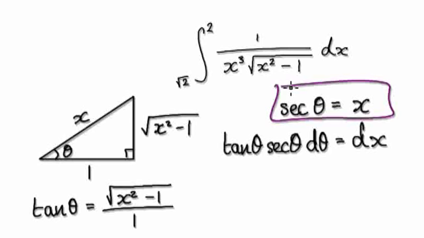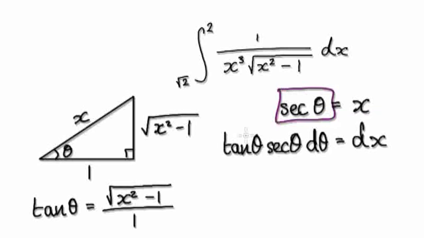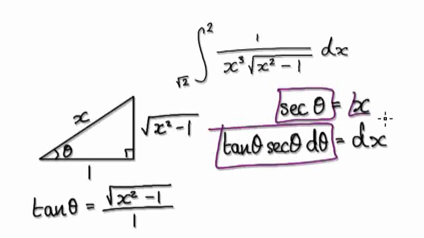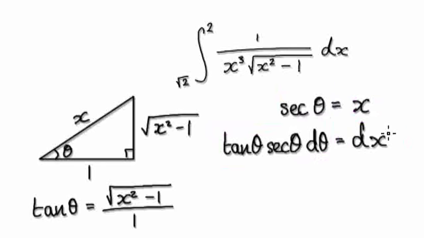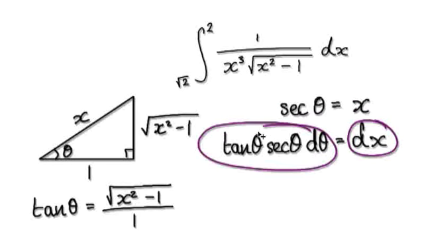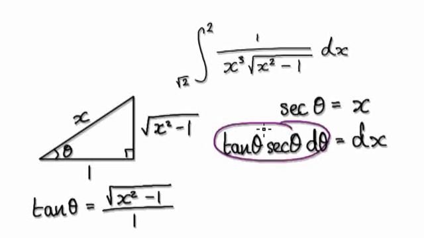So once you've got this, differentiate both sides. So this would then become this, and then this will then become this. So dx equals this thing here. So we can then put the dx into here.